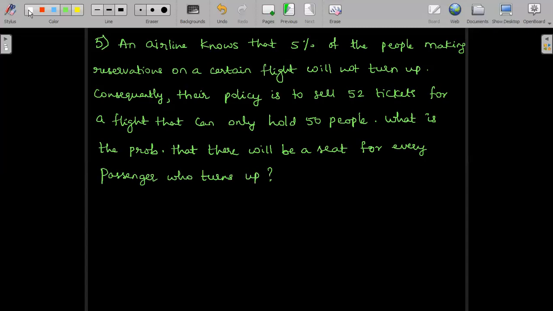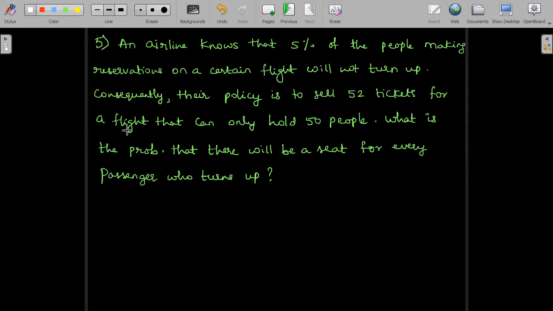So let us first analyze the given data. An airline knows that 5% of the people making reservations on a certain flight will not turn up. So let us firstly assume X denoting the number of passengers who will not turn up. So an airline is very much sure about 5% of the people who never turn up for a flight, though they have booked the tickets. But still their policy is always to sell 52 tickets.